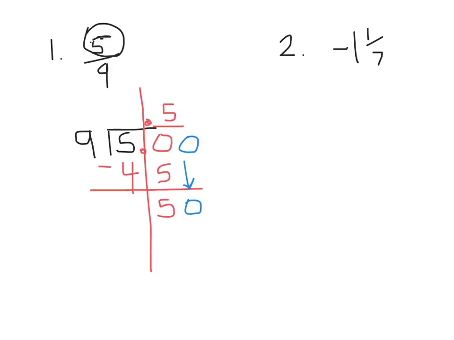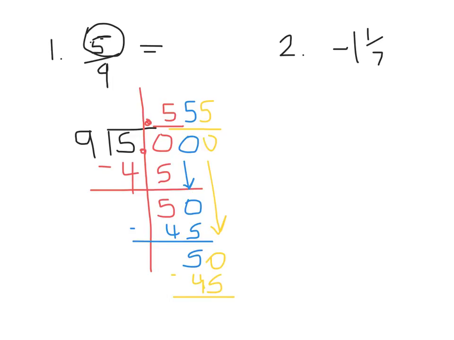9 can go into 50 5 times again. We'll subtract 45 from 50, then we'd have 5. Bring down another 0. 9 can go into 50 5 times, and 9 times 5 is 45, so we'd subtract 45, and as you can see, this pattern would just keep going on. So our answer would be 0.5 with a repetend or a line over the 5 to show that it's repeating.